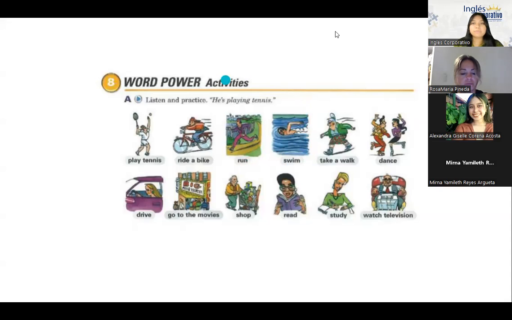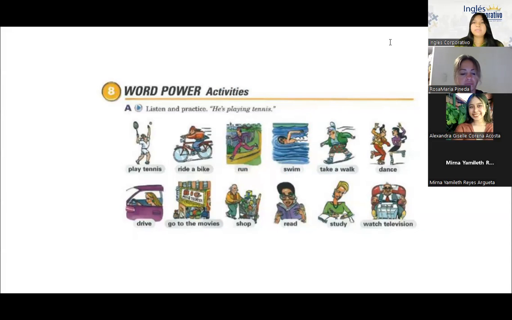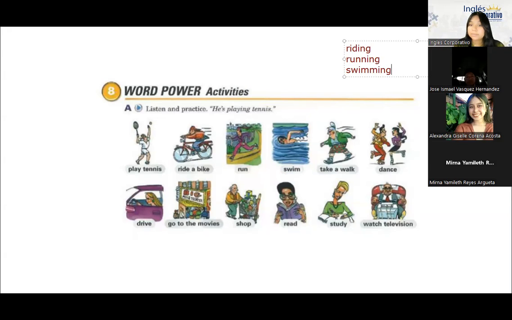What about this one? Number four. Swimming. Ok. So in this case, déjeme, le voy a escribir aquí los verbos para que lo vaya bien. So, riding, running. Con swimming sucede lo mismo. Le vamos a poner otra M, entonces ya es doble M. So, swimming. What about number five? Taking a walk. Se le remueve la E y se le pone el ING. What about number six? They are dancing. Se le remueve la E y se le pone ING. What about number seven? She's driving. Se le remueve también la E y se le pone ING.